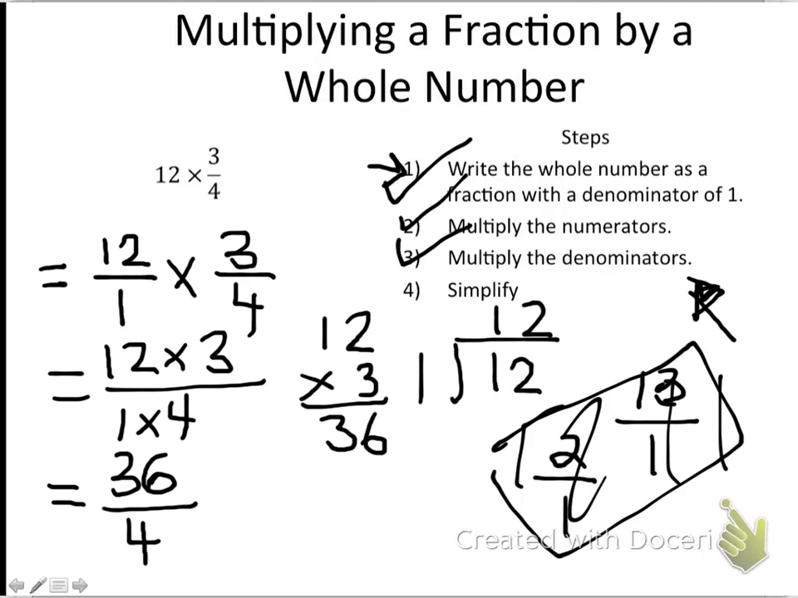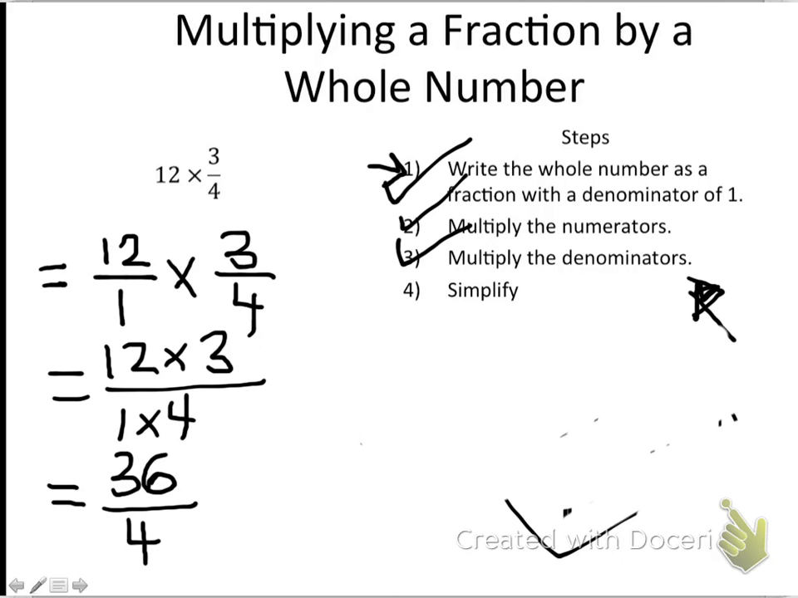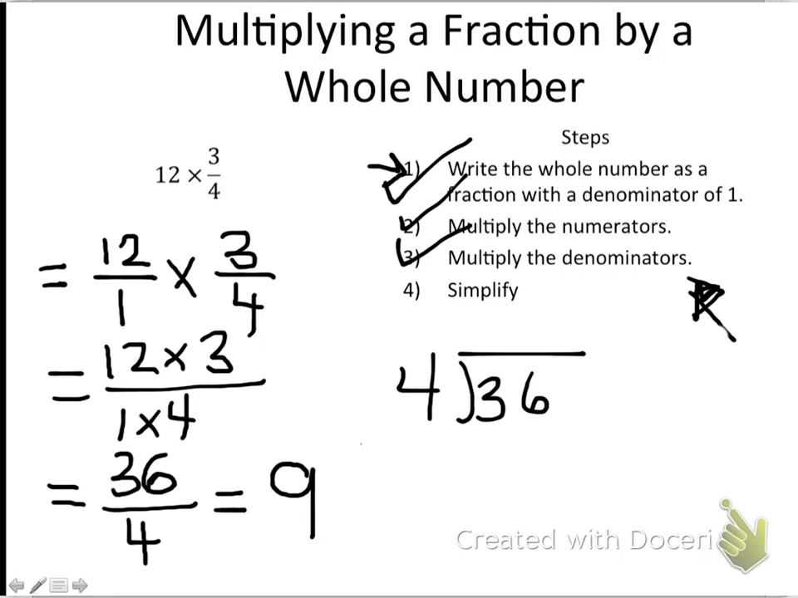We're going to erase some of this so we have some space. To simplify this, I know that 36 is divisible by 4. So I think to myself, what times 4 gives 36? Try and think about it on your own. I know that 4 times 9 gives 36. So 36 divided by 4 is 9. Give me 9. That's it, we're done.